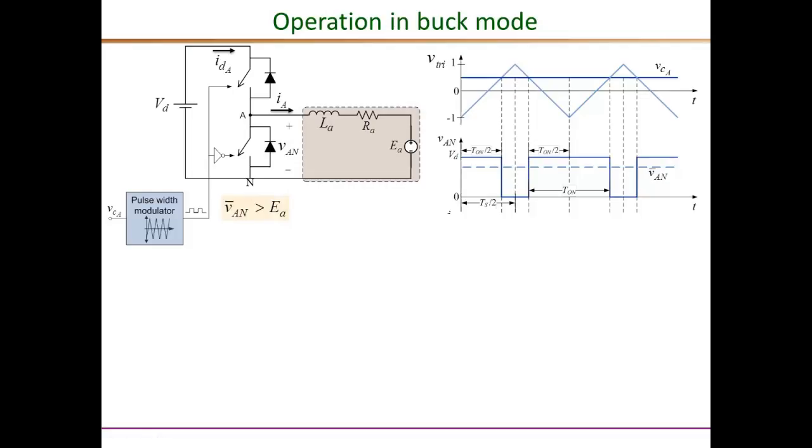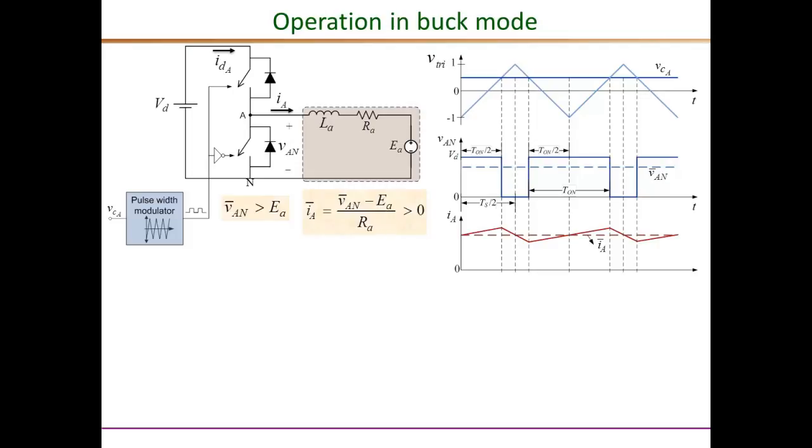Okay, next we look at the inductor current waveform, which is shown here. The average value of the inductor current can be easily determined. Actually, we did this in the previous slide. So this is IA is VAN average minus EA over RA. That is because in DC steady state, the inductor is like a short circuit. Therefore, just KVL around the loop without the inductor gives this equation. So that's just the average value.